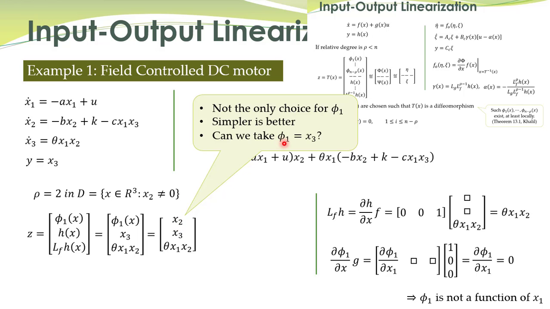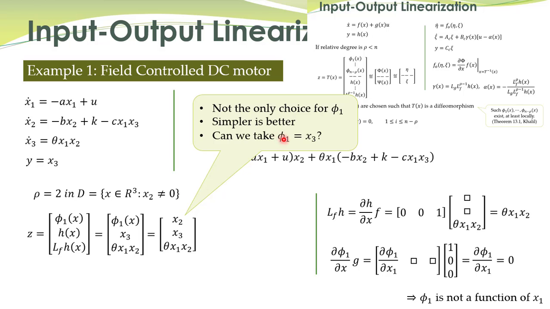What if I take phi 1 to be equal to x3? This is also a function of x and not a function of x1. In that case, this will not be a diffeomorphism. What is the meaning of diffeomorphism? Inverse transformation must exist. So if I take phi 1 to be equal to x3, then it will not be a diffeomorphism. Inverse transformation will not exist.